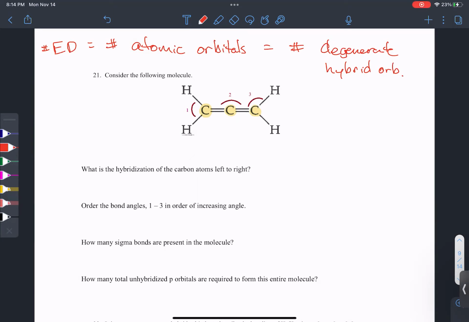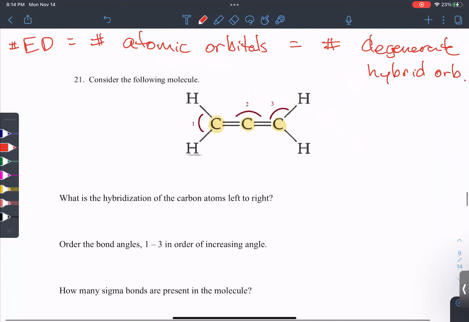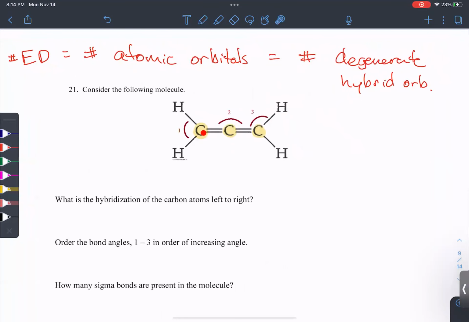Let me explain. Let's go through that process. This carbon on the left here has how many electron domains? 3. Yes, that double bond, remember, is the same electron domain idea as in VSEPR theory, where a double bond or a triple bond counts as 1 electron domain in terms of electron repulsion. So there are 3 electron domains there. So according to our rule, how many atomic orbitals do we need to combine?